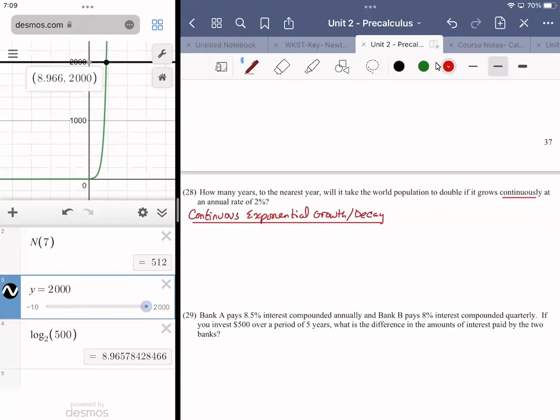So the formula here is N is equal to N sub zero e to the kt power. Or in the context of money, A equals P e to the rt power. All right. The only new variable here is the k. And that k is the growth constant, the rate of growth or decay.